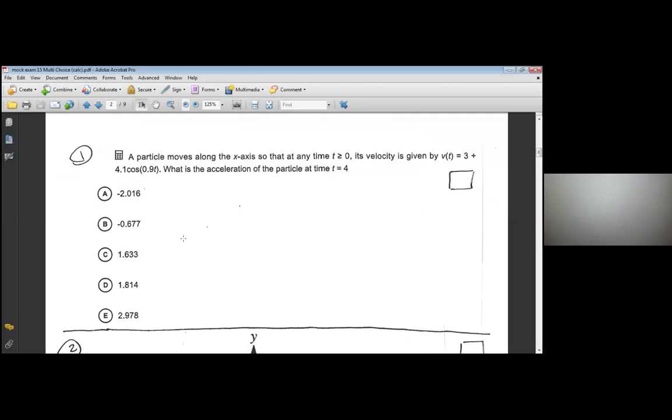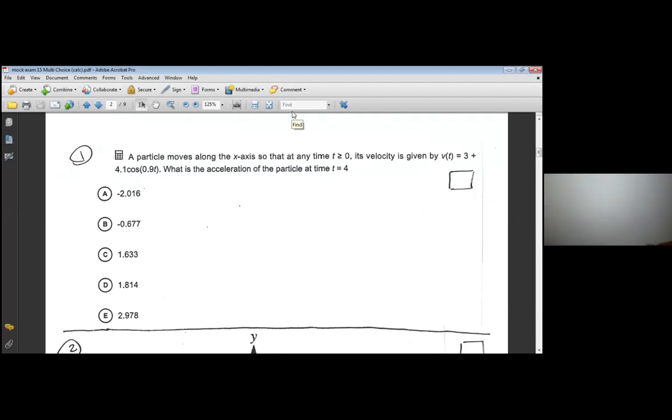All right, it says a particle moves along the x-axis so that at any time the velocity is given by that. We want the acceleration of the particle at t equals 4. I don't have a calculator in front of me. I can pull one up if necessary, but let's just talk about some ideas here first.